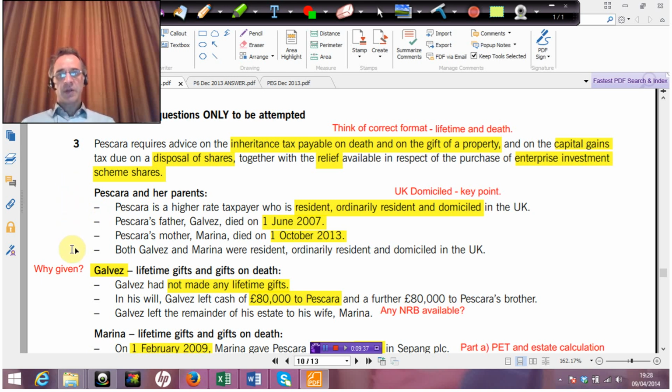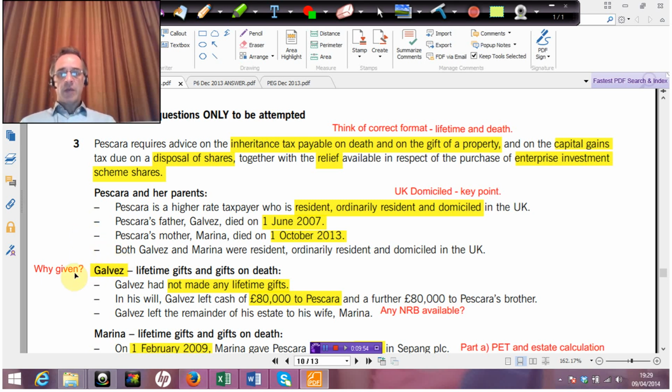So this first bit here, if I was reading it, I would just note the fact that both parents are dead, and maybe that there is some sort of link between the death of these two parents, in the sense of perhaps a transfer of some nil rate band. Okay?